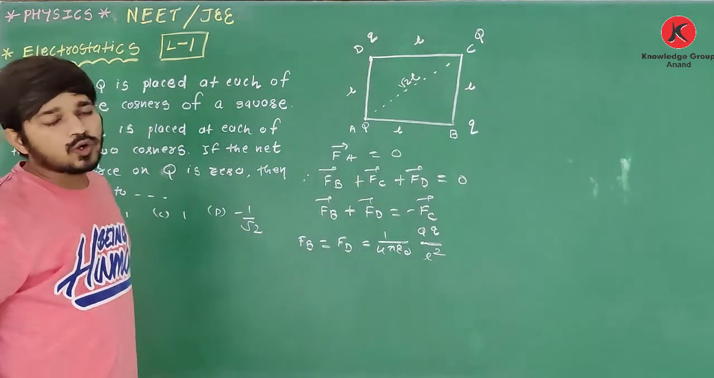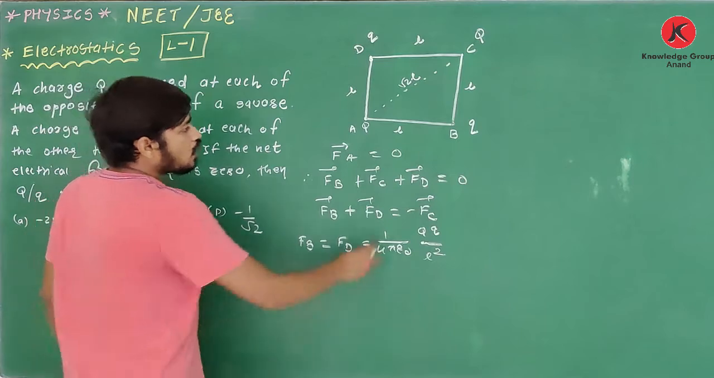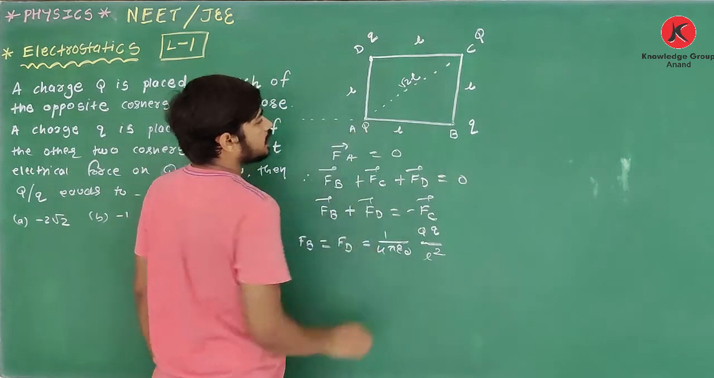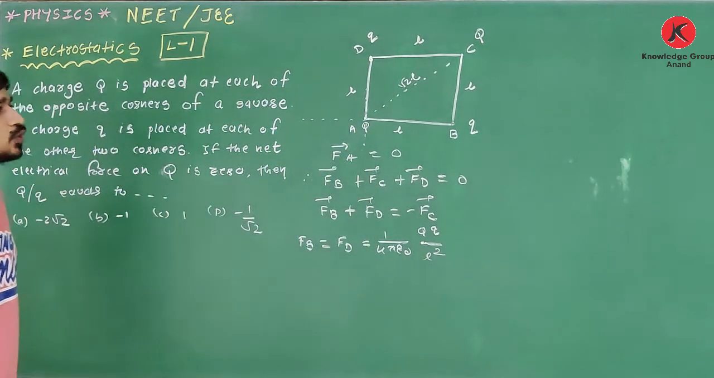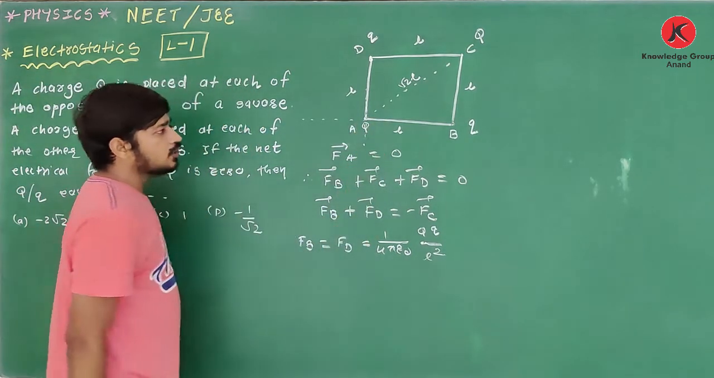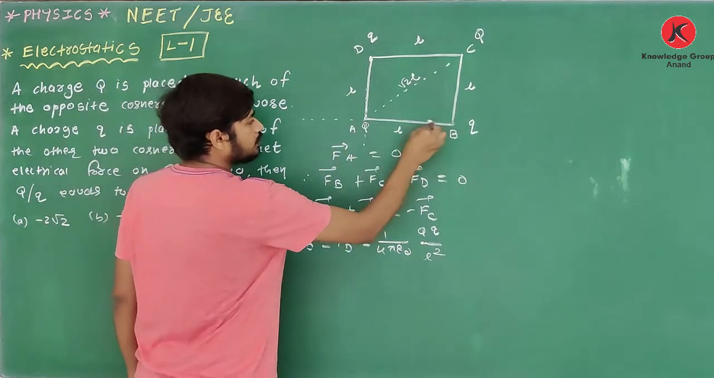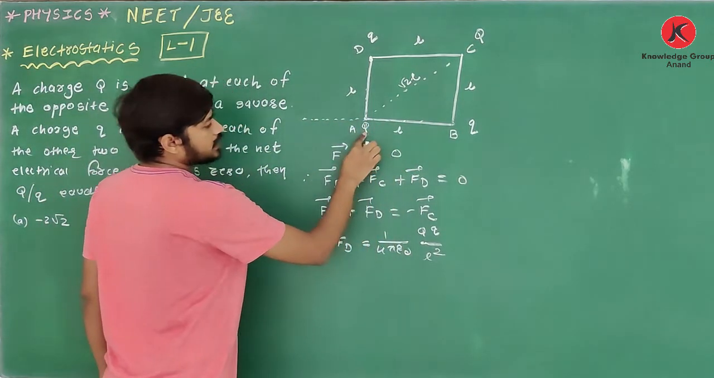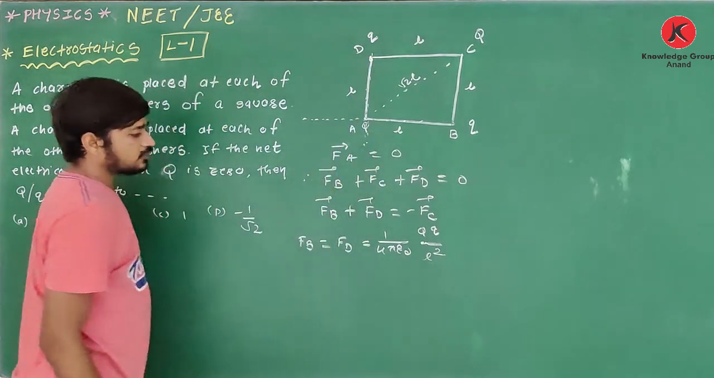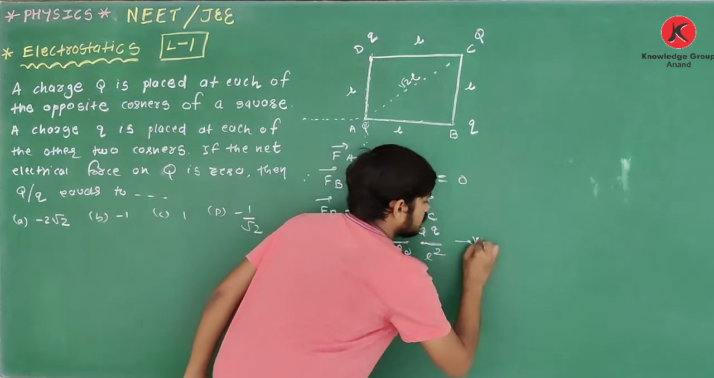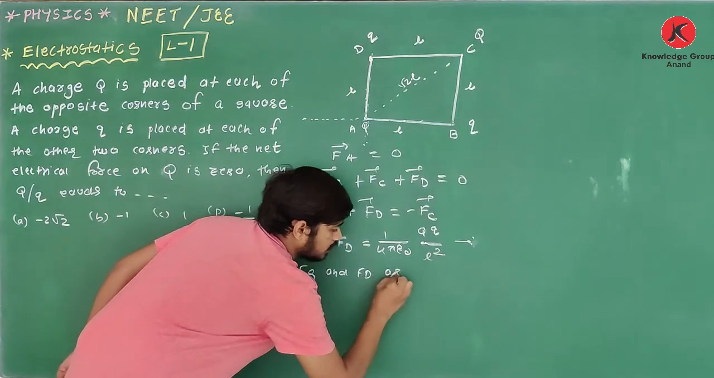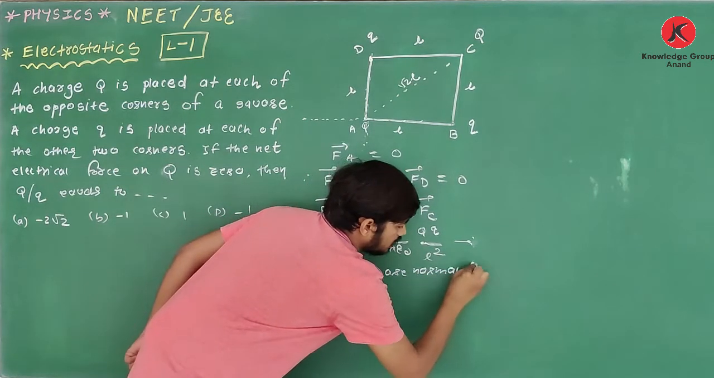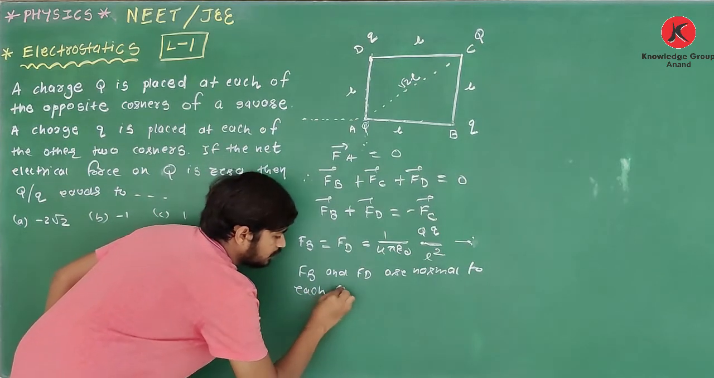Their magnitudes are equal. But what about the direction? Yes, force acting due to B acts on this line, and force acting on A due to D acts on this line. Means they are perpendicular to each other. So yes, these two forces, FB and FD, are normal to each other.